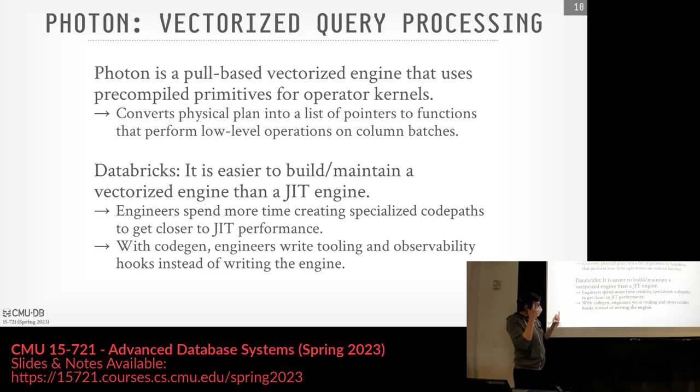So in particular, one of the key things I like about it is that they discuss how they found it to be easier to build, maintain, and optimize a vectorized engine with pre-compiled primitives than trying to build a JIT engine. And certainly they had experience building a JIT engine, because they did that with Spark SQL, trying to compile expressions. And so what they talk about is that when they were trying to build Photon, they tried doing C++ codegen, the way we've talked about it with Hyper.